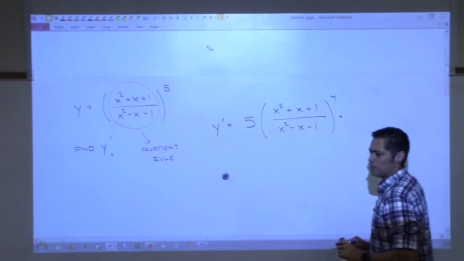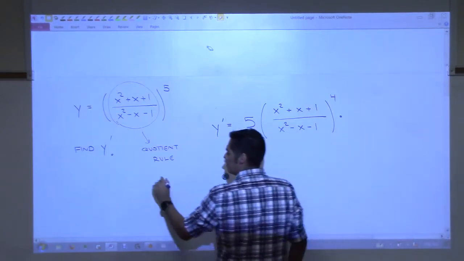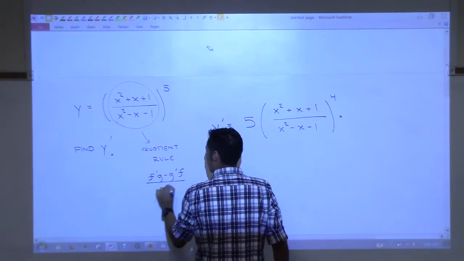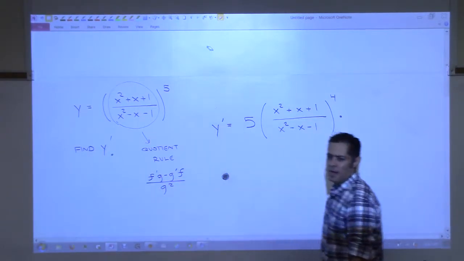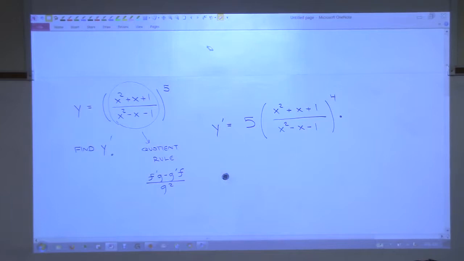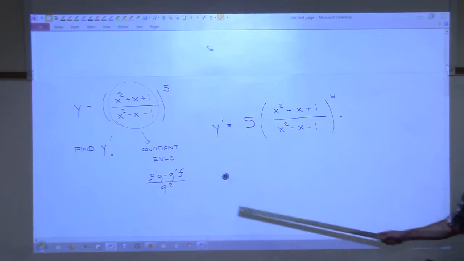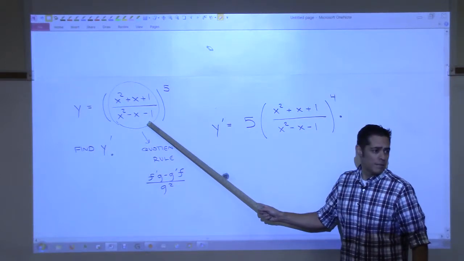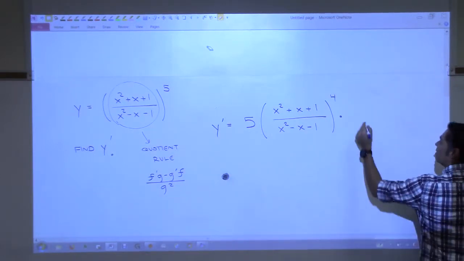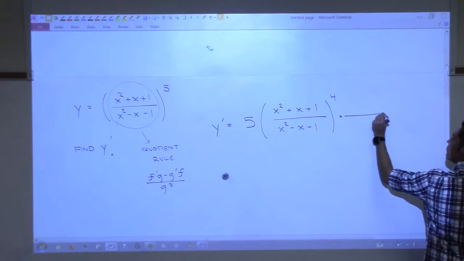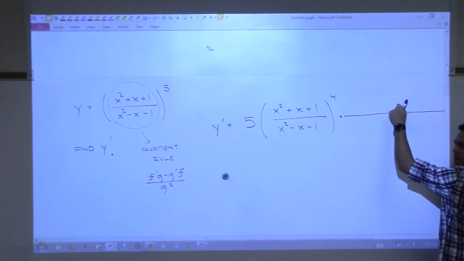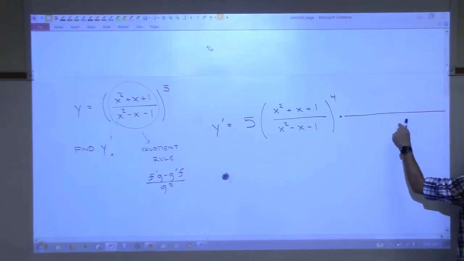Now the quotient rule, just as a reminder, is f prime g minus g prime f all over g squared. You should have that memorized by now. F here represents the numerator function, and g represents the denominator function. So if I were to write this out, I'm going to go f prime g minus g prime f all over g squared. So we'll take it slow.